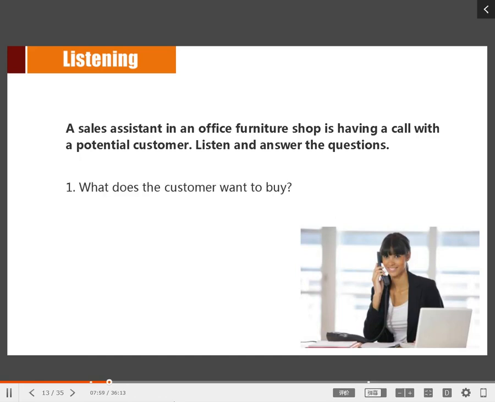First, what does the customer want to buy? Second, what color does he want? And third, does he buy the item? Alright guys, ready? Here we go.